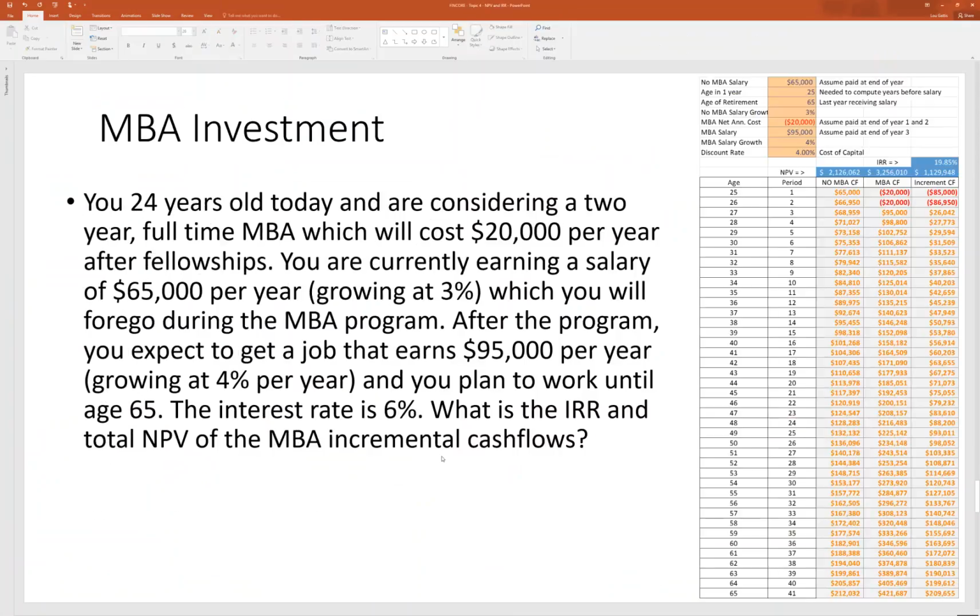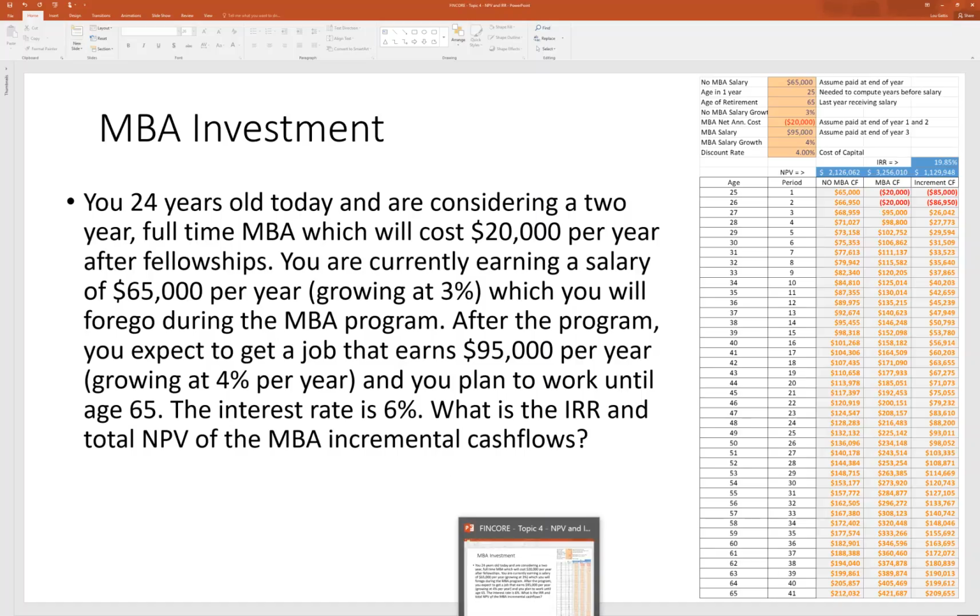Last thing I want to do, let's calculate an NPV of a residential MBA program. So you're 24 years old today, just happy birthday, and you're considering a 2-year full-time MBA which costs $200,000 per year after fellowships. You're going to start today, so you'll be done in 2 years. You're currently earning a salary of $65,000 per year. We'll say that's what you're going to make by the end of this year, and that grows at 3% forever if you don't get an MBA. Now, after the MBA program, you expect to get a job that earns $95,000 a year that grows a little bit higher, 4%, and you plan to work till age 65. And we're going to use a discount rate of 6%.